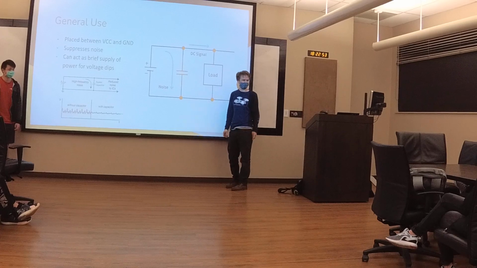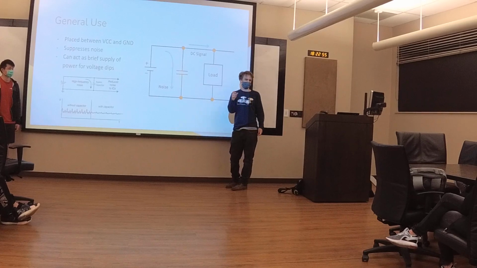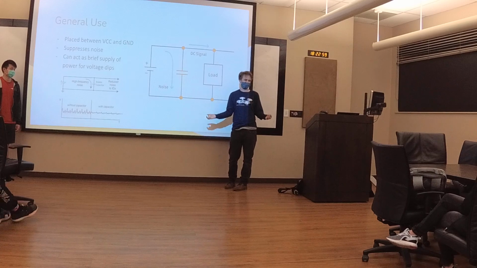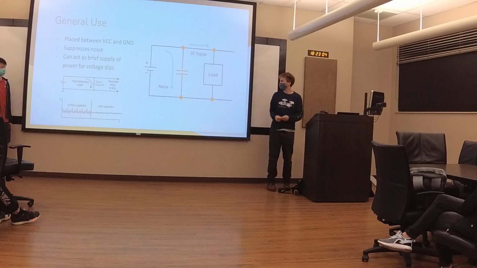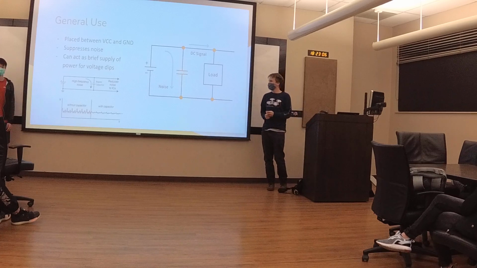Yes? What's j? j is the imaginary number i. In physics, you call it i. In electrical engineering, you call it j. Also, I think he mentioned earlier, just to clarify, Z is the symbol for impedance.